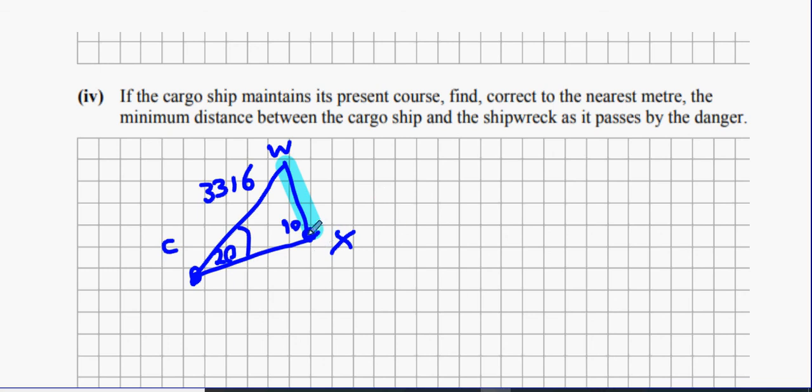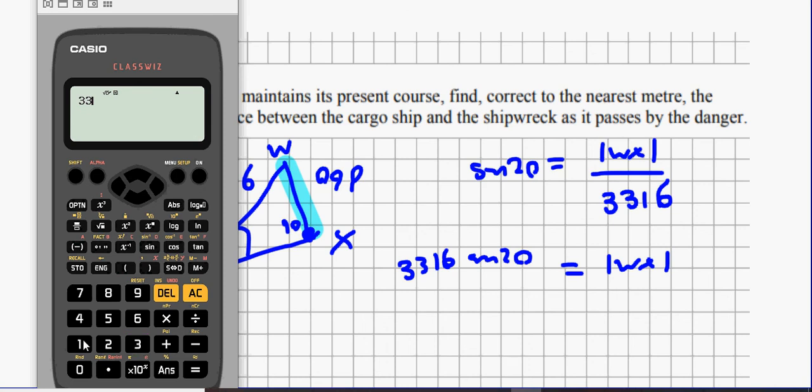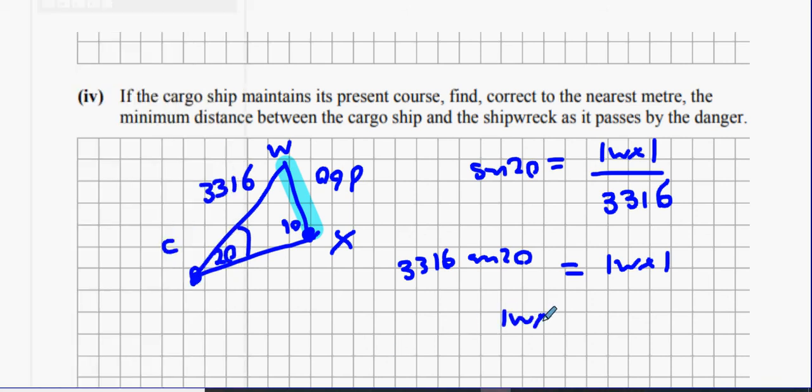Okay. So we can do SOHCAHTOA this time, just to change it up. You could also use the sine rule again. Now, what do I want to know? I want to know the opposite, and I have the hypotenuse. So sine 20 equals opposite, which is WX, divided by 3316. Cross multiply: WX equals 3316 sine 20. WX equals 1134. And we're done.